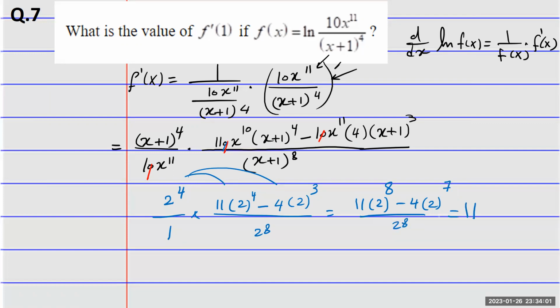Now divide. You have 11, yes, this is divided by this. And minus, here is 4, still I have 4, this one. And 2 to the power 7 over 2 to the power 8 is 2 to the power 1 down. So the answer is 11 minus 2, which is 9. Or you can use direct substitution in the calculator. You can get the answer.